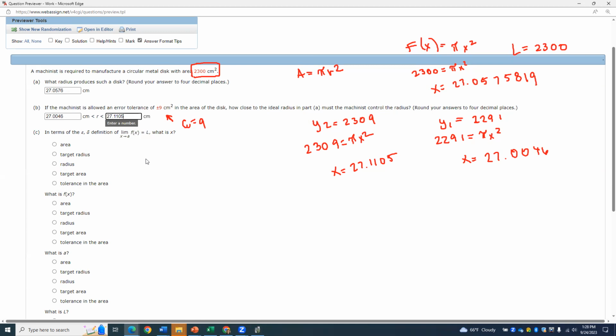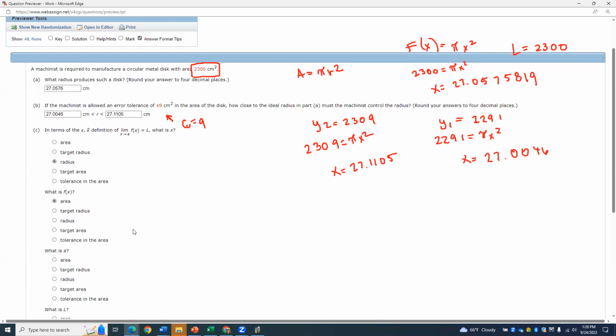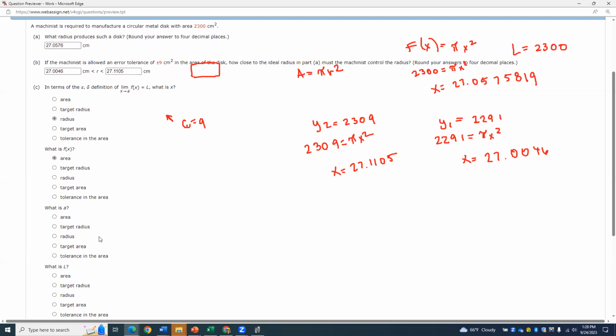But then from here, they ask, what actually are we doing if we talk about this in terms of the formal definition? We already sort of talked about this when I first started: x in this regard is the independent variable, what we're inputting, which is the radius. f of x would be the area. Then it says, what is A? So it's talking about what value we are approaching.